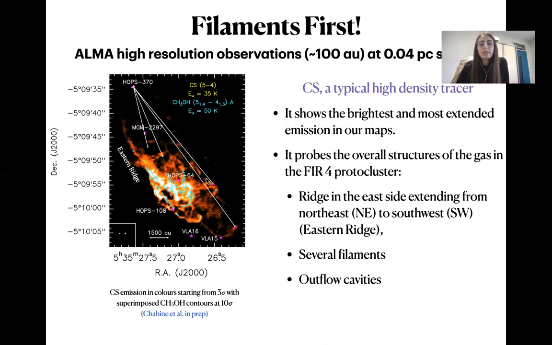So to describe the CS emission, first, CS is a typical high density gas tracer, and CS shows the brightest and most extended emission in our maps. So it probes the overall structure of the gas. You can see that we have this main filament in here that goes from the northeast to the southwest, and that we have called the eastern ridge. With CS, we could also see several filaments and cavities that go from the north to the south.